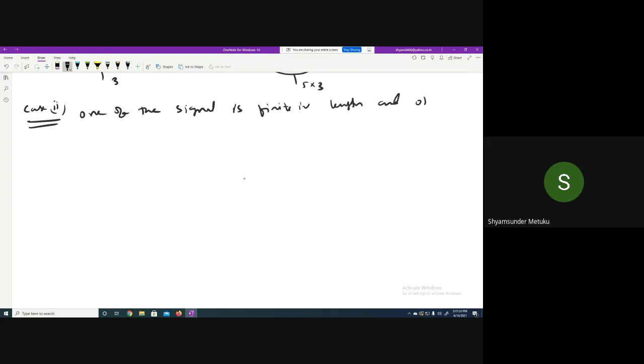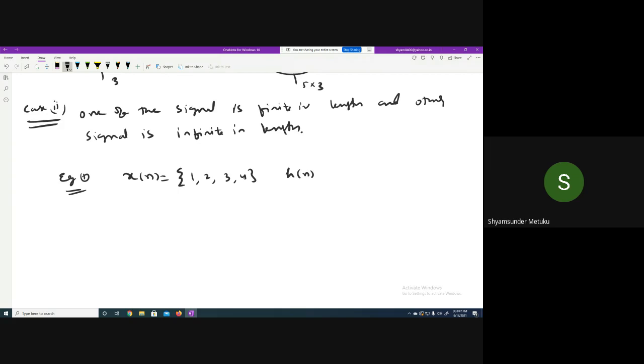and the other signal is infinite in length. Okay, so I'm giving an example. Now I'm going back to linear convolution. Okay, circular is over. So x of n is given as 1, 2, 3, 4. h of n is given as u of n.